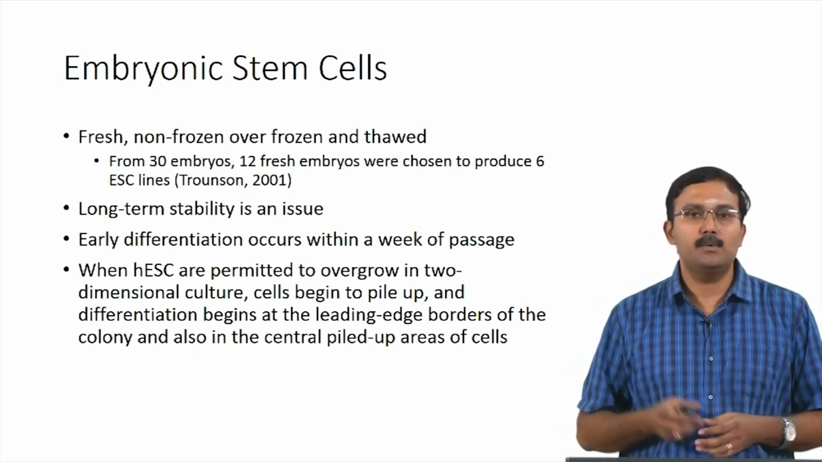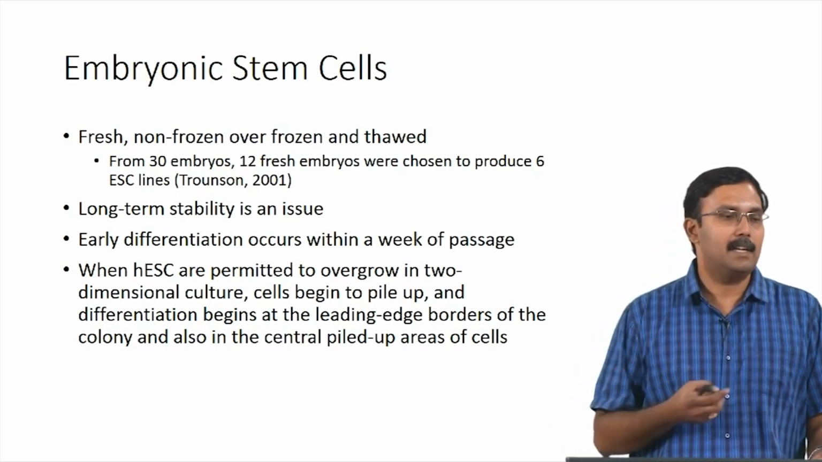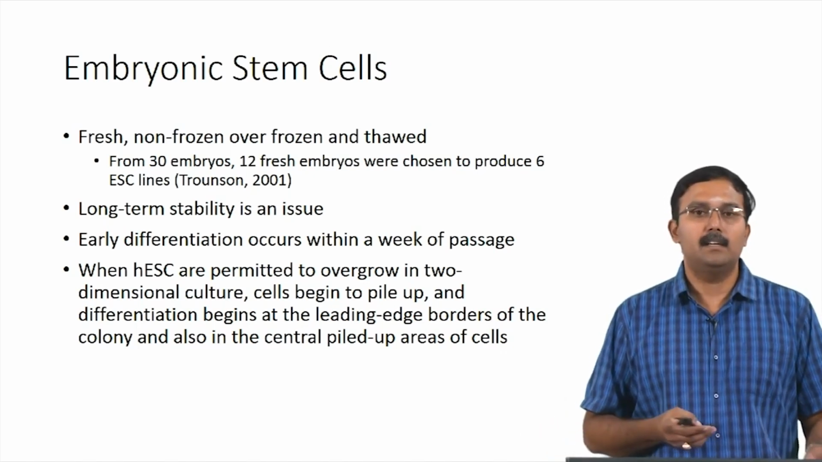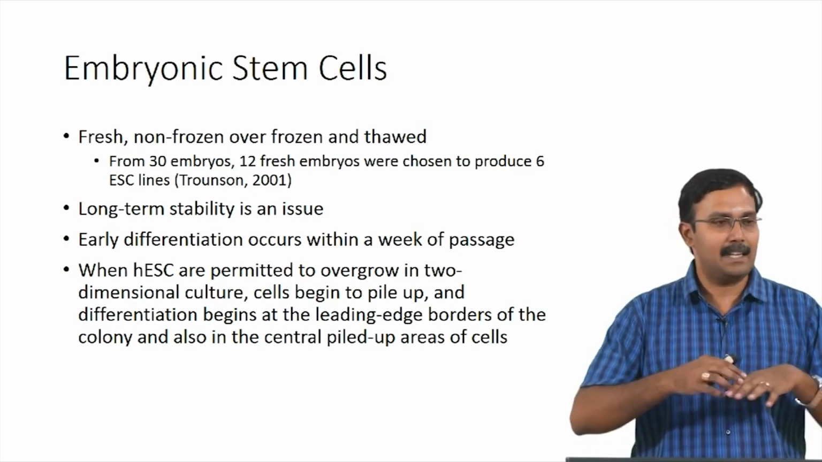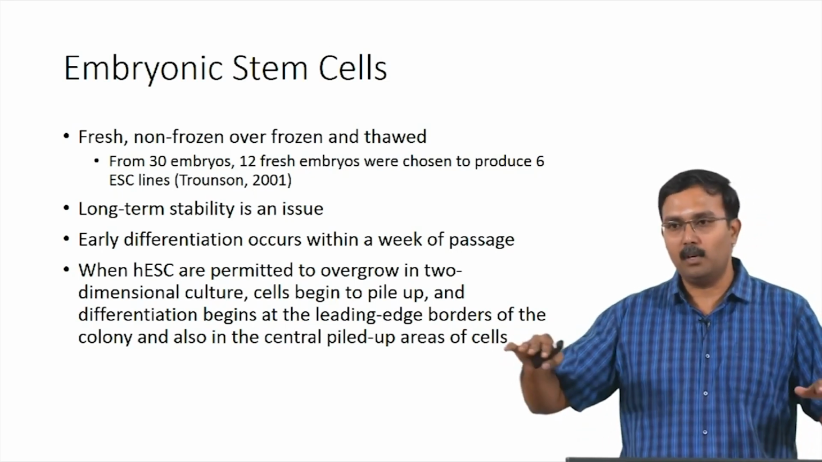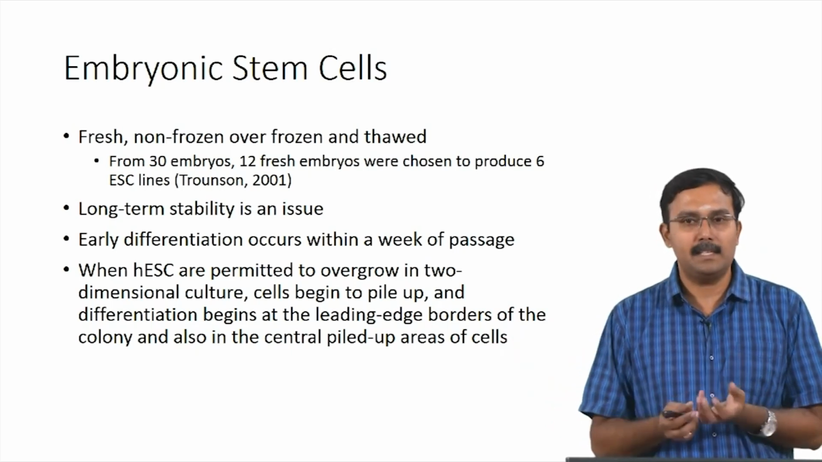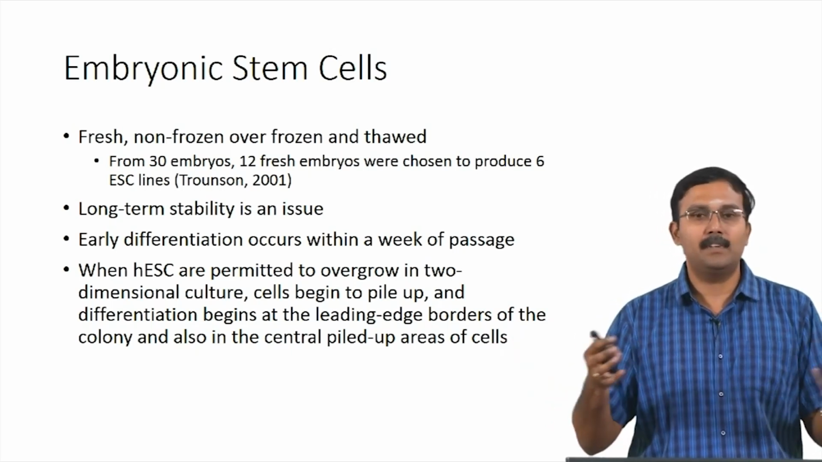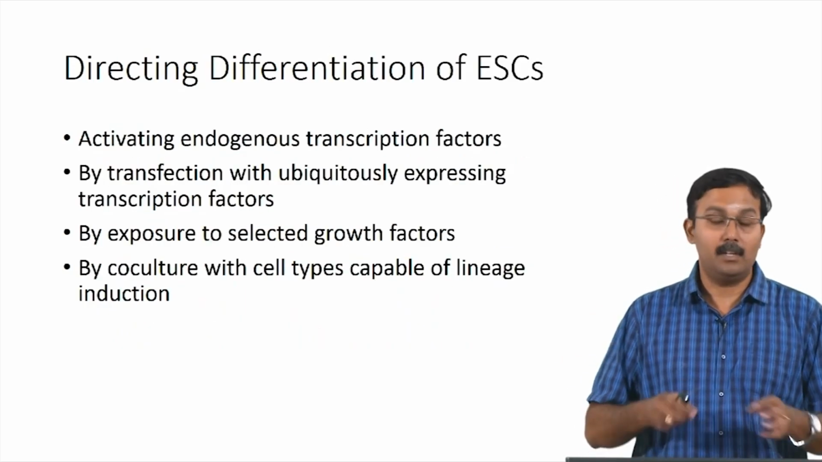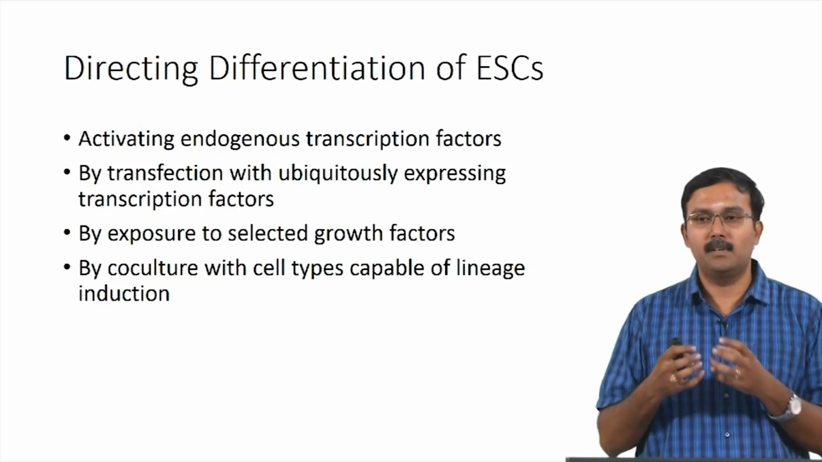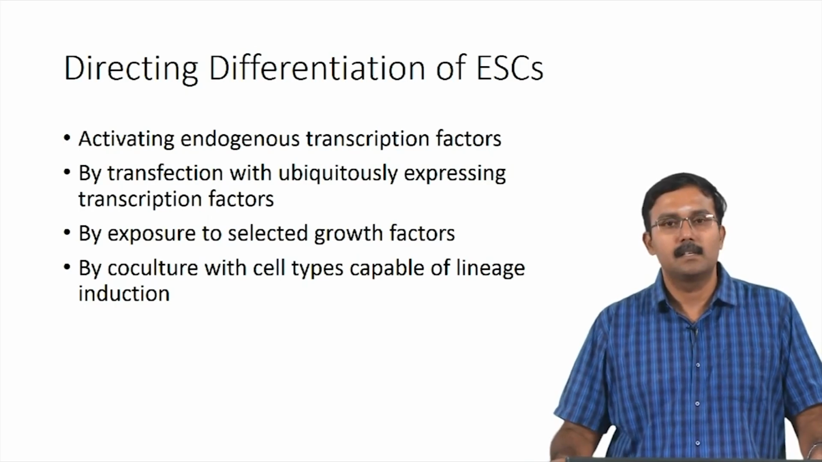There are also issues with respect to long term stability, and there are cases where there is early differentiation. When you culture these cells in a 2D environment, the cells can actually pile up, right? Instead of forming a monolayer, once there are more cells it can start piling up, and this will create stresses causing differentiation around the edges or in the piled up areas. These places would experience more stresses and it results in differentiation of cells.